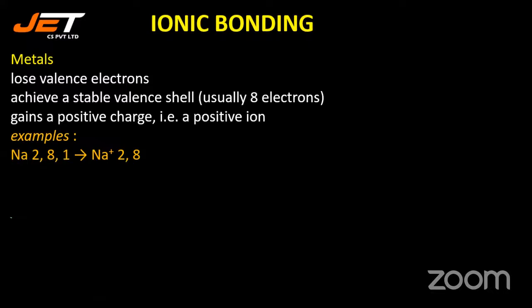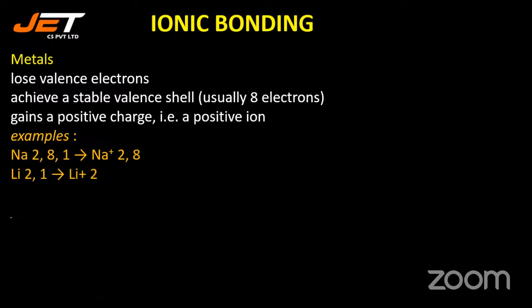I hope you have not forgotten what you have learned in class 10. So if sodium loses this electron, it will have 8 electrons in its outermost shell, like neon, which is 10. So sodium will try to lose 1 electron. Everyone will have 8 electrons in their outermost shell. So if it loses this 1 electron, there will be 8 electrons in the outermost shell. So that is Na plus, that is 2,8.